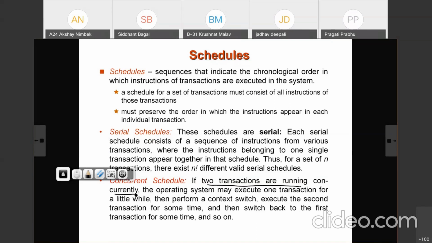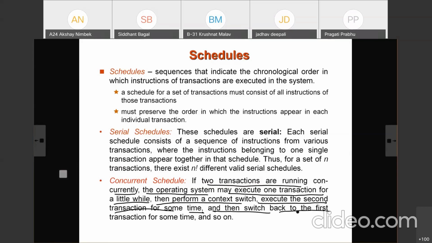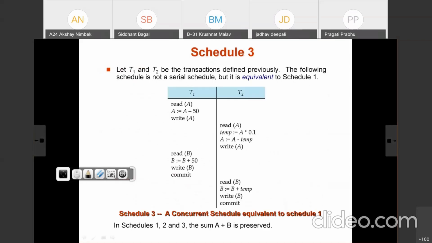2 transactions running concurrently means the operating system may execute one transaction for a little while, some of the instructions of the first transaction, then perform a context switch, execute the second transaction for some time, then execute some of the instructions of the second transaction, then again make a context switch back to the first transaction for some time, and so on. So here one example is given.